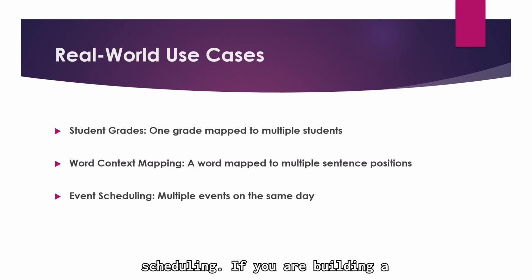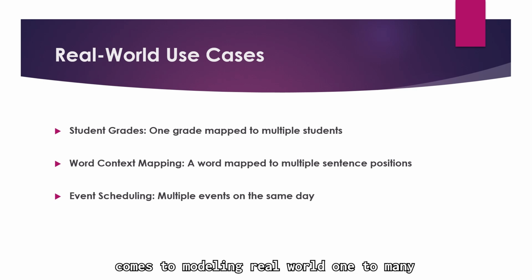Event scheduling. If you are building a calendar or scheduler, you might have multiple events occurring on the same day. You need to associate that single key, the date, with multiple values, the events. These examples show the versatility of multimap when it comes to modeling real-world one-to-many relationships.